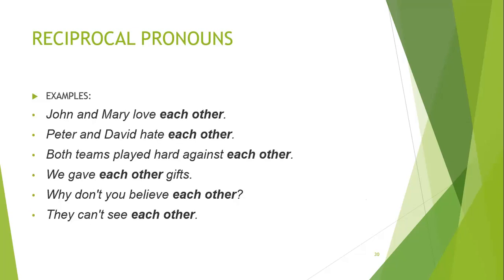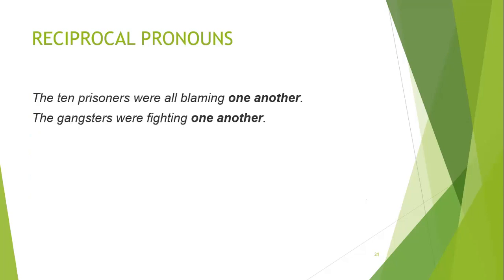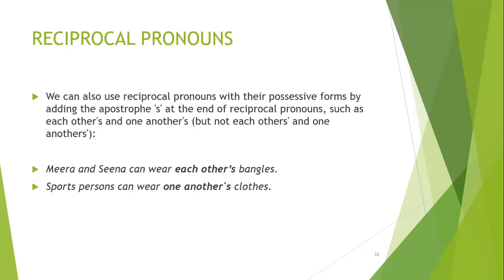John and Mary love each other. Means John loves Mary, Mary loves John. Peter and David hate each other. Peter hates David, David hates Peter. So it's reciprocal and it goes both ways. And then we have one another where you have more than two. The 10 prisoners were all blaming one another. The gangsters were fighting one another. So one another is when you have more than two. Each other is used when you have only two, and it's reciprocal.